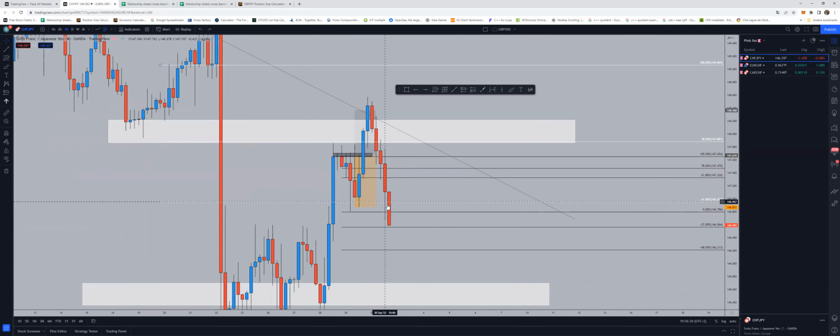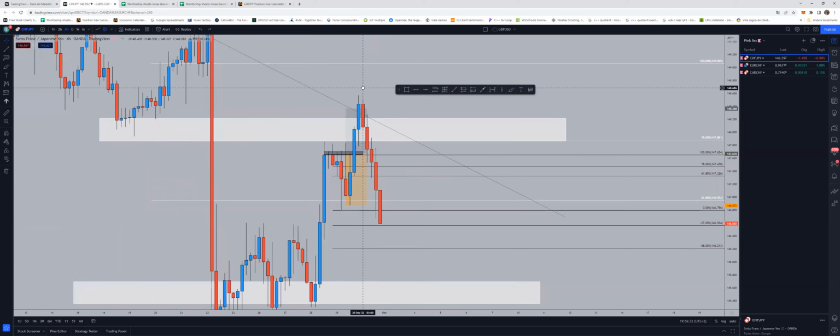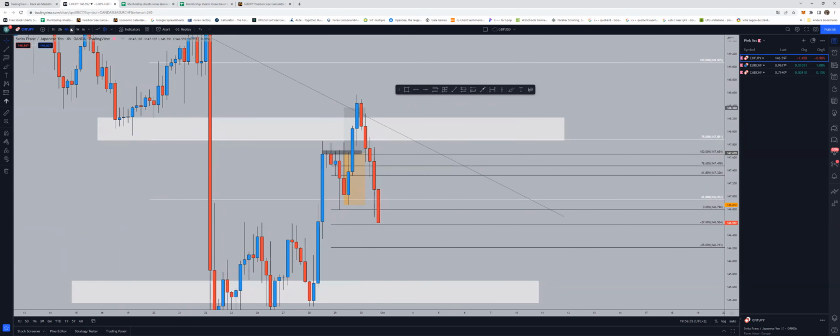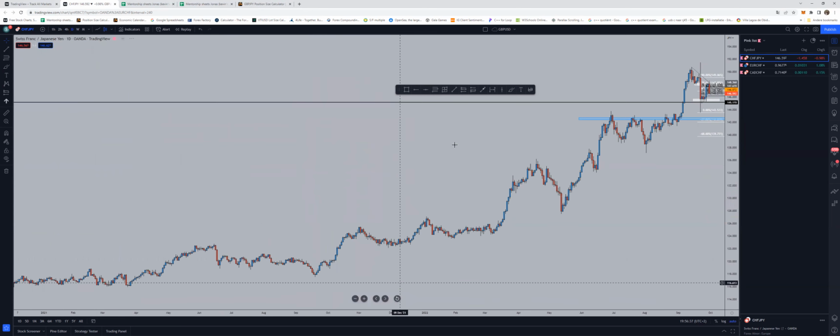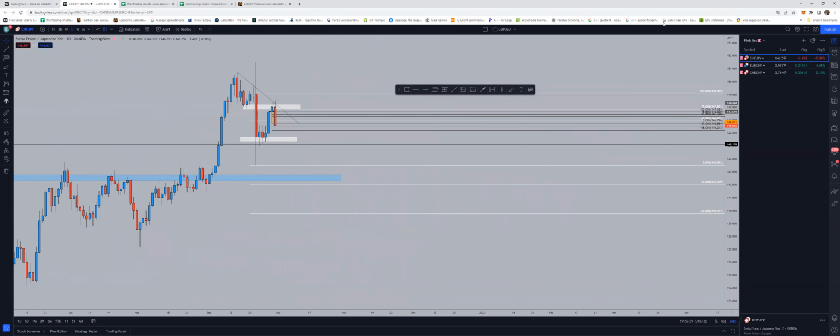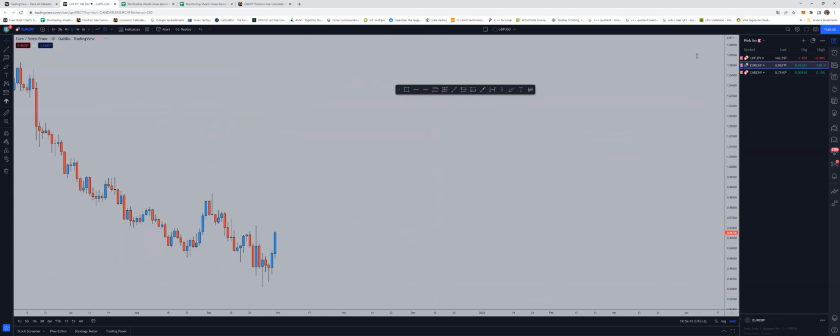Afterwards, we went to the downside with no pattern. So it was an okay trade to take. No problem, a break even for me. Then the last one is EURCHF.